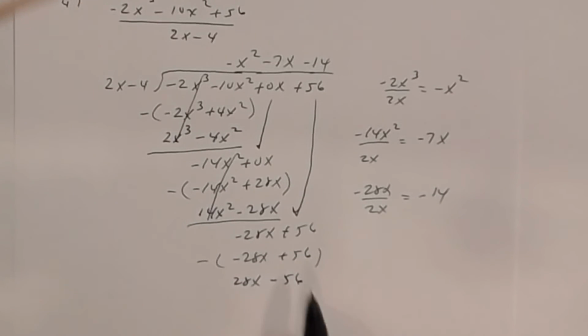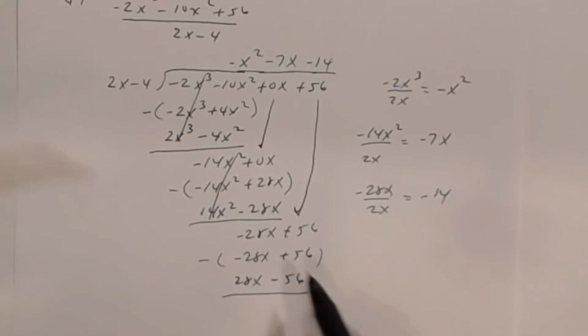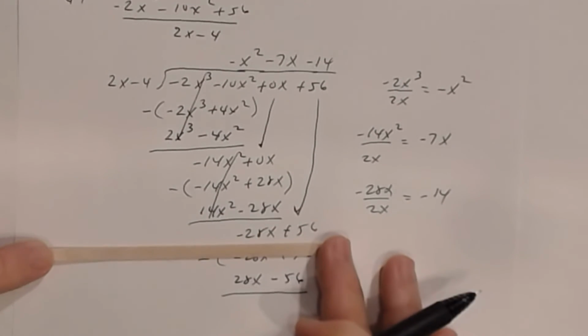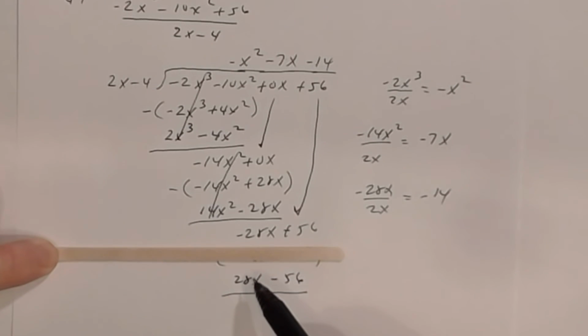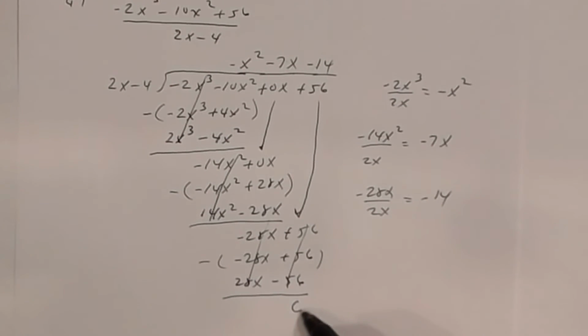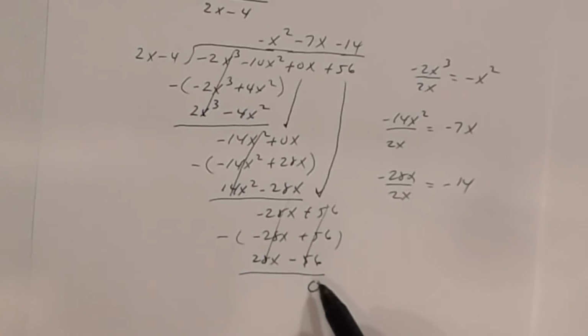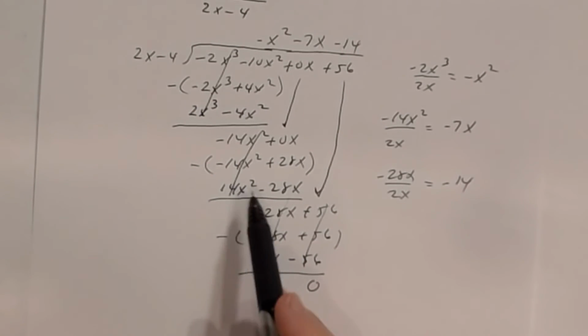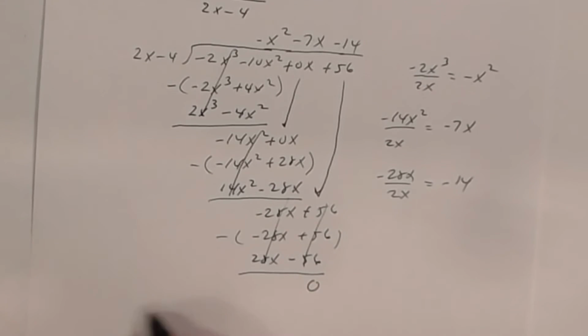And so now notice that when I add those, negative 28x and positive 28x is 0. Positive 56 and negative 56 is 0. So these cancel out, but you got to put a number there. So you got to put 0. Just like the previous problem, since the remainder is 0, first of all, notice that the degree of a constant is 0, so you're done. You don't do this process again.